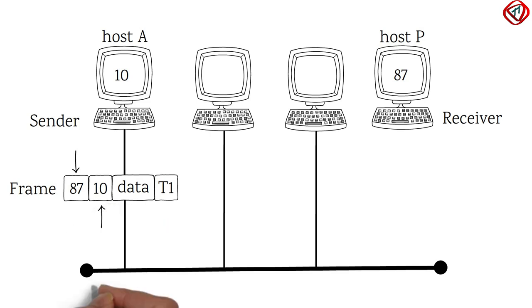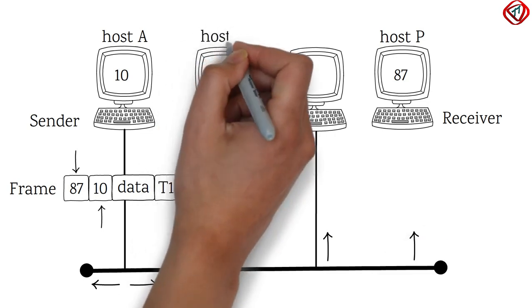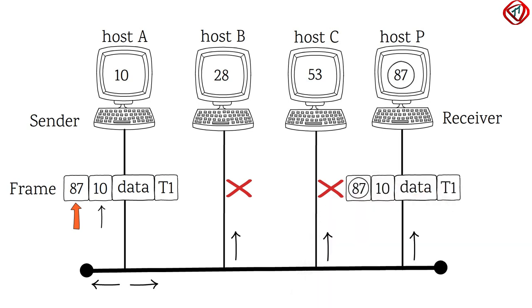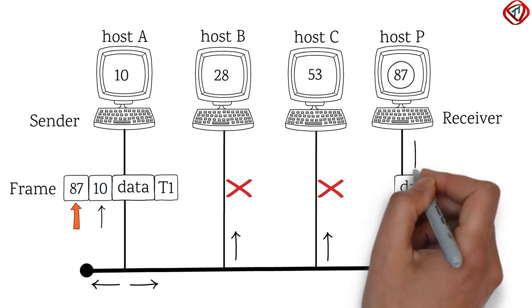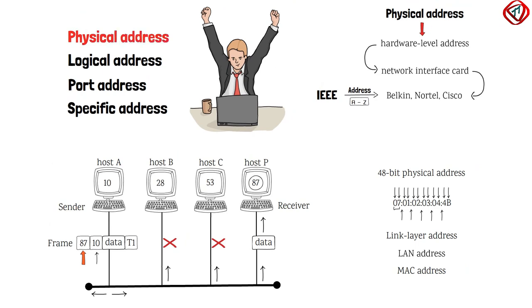Note that in a frame, the destination physical address comes before the source physical address. The transmitted frame then propagates in both directions. The frame moved to the left dies at the cable termination, while the one moved to the right is received by all connected hosts. Host B and C drops the frame because the destination address does not match with their physical addresses. However, host P finds a match, so it drops the header and the trailer from the frame and delivers data to the upper layers. Therefore, physical addresses help to deliver data to the correct destination device within a network.